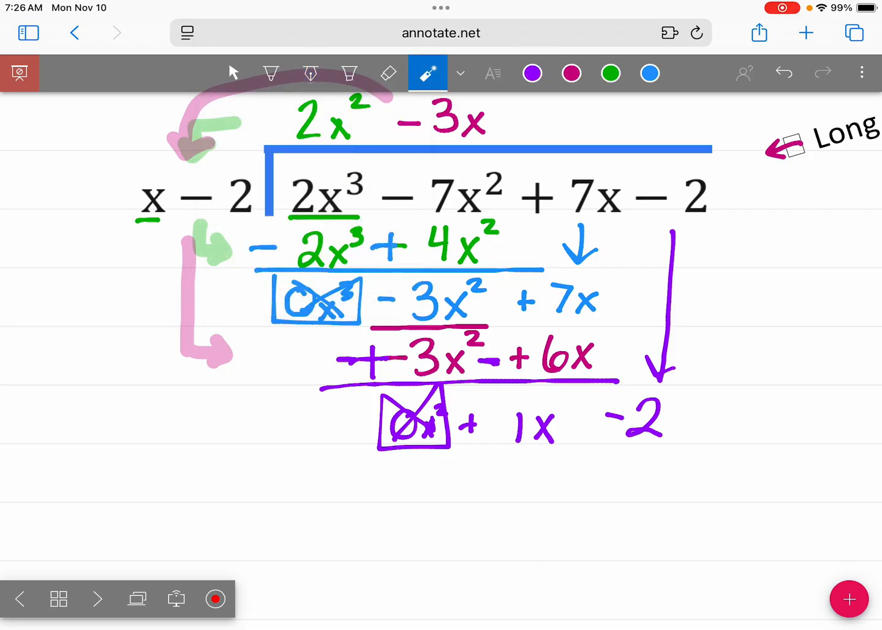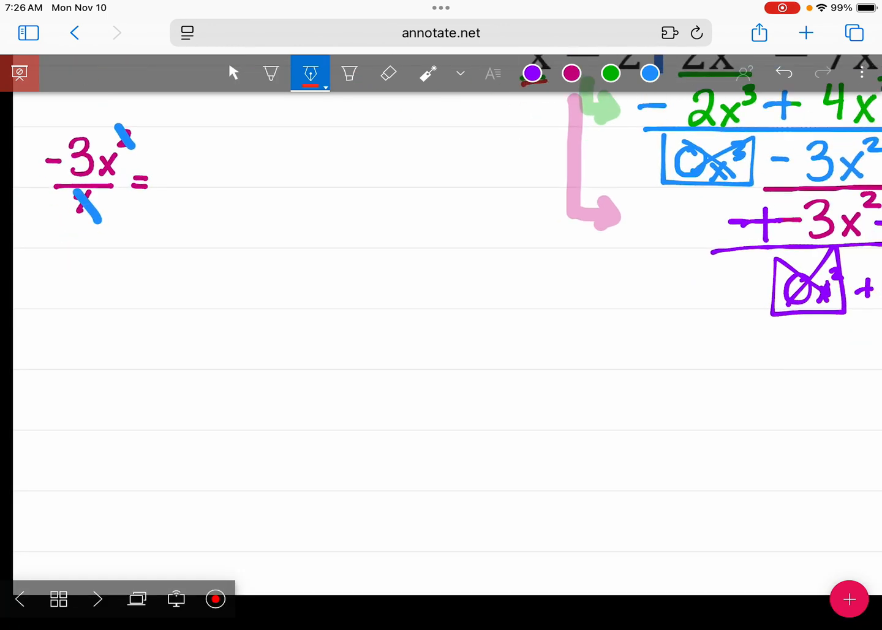Because our last cycle is going to look at this first term. So we're going to look at our 1x and our first term, x. So if we just have 1x divided by x, what's going to be our last term up in our numerator?